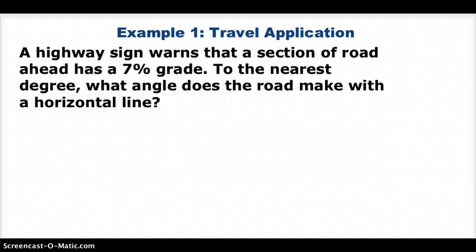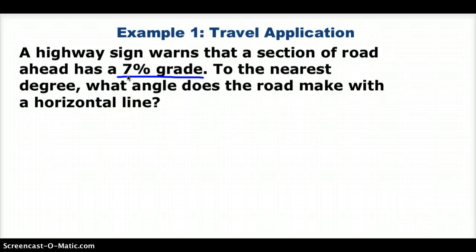So this says that a highway sign warns that a section of road ahead has a 7% grade. To the nearest degree, what angle does the road make with the horizontal line? Well, a 7% grade, earlier we discussed, means that for every 100 feet of horizontal distance, the road is going to rise 7 feet. And they want the degree of what that actually forms. So what angle does the road make with a horizontal line?